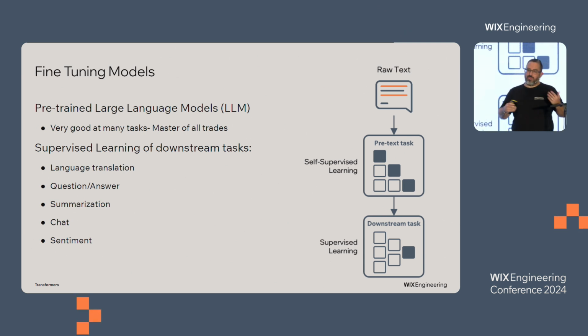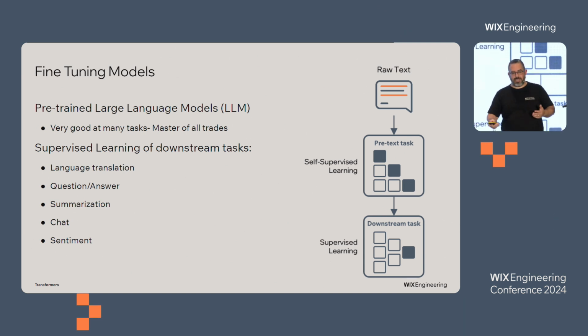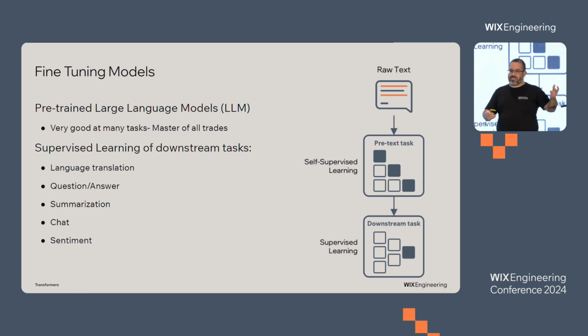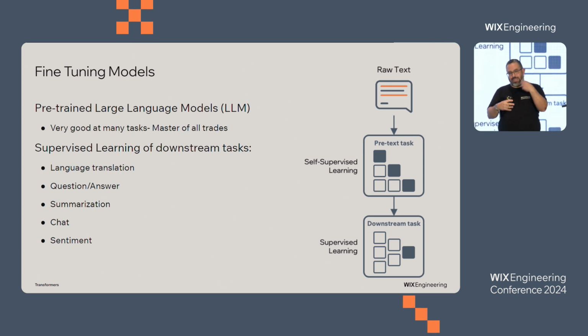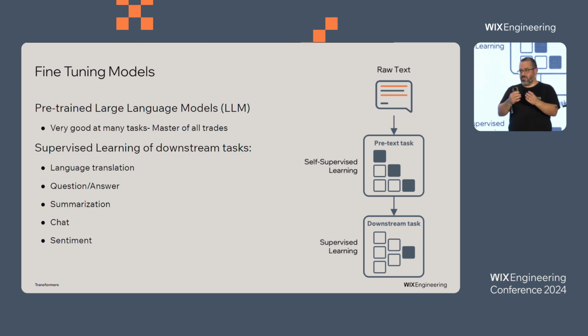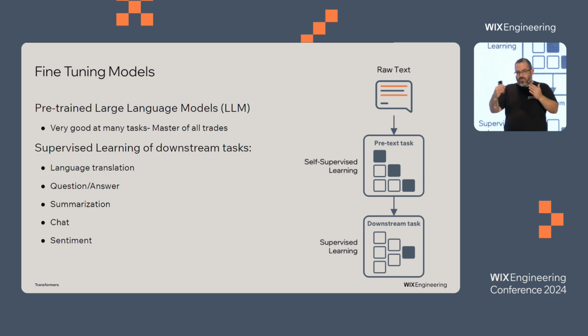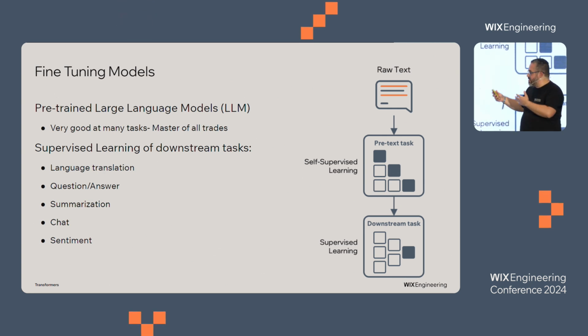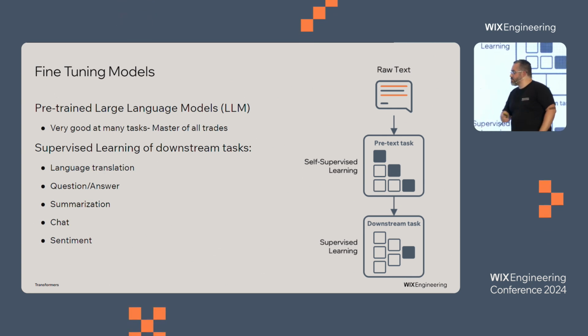That task can be supervised. So for example, if we want to do sentiment analysis, we can fine-tune our model to predict whether the sentence is positive or negative. And we don't need that much data, because a lot of the features of the language are already encapsulated inside the model. So we need less data to fine-tune our model, and that's one of the pros of this approach.